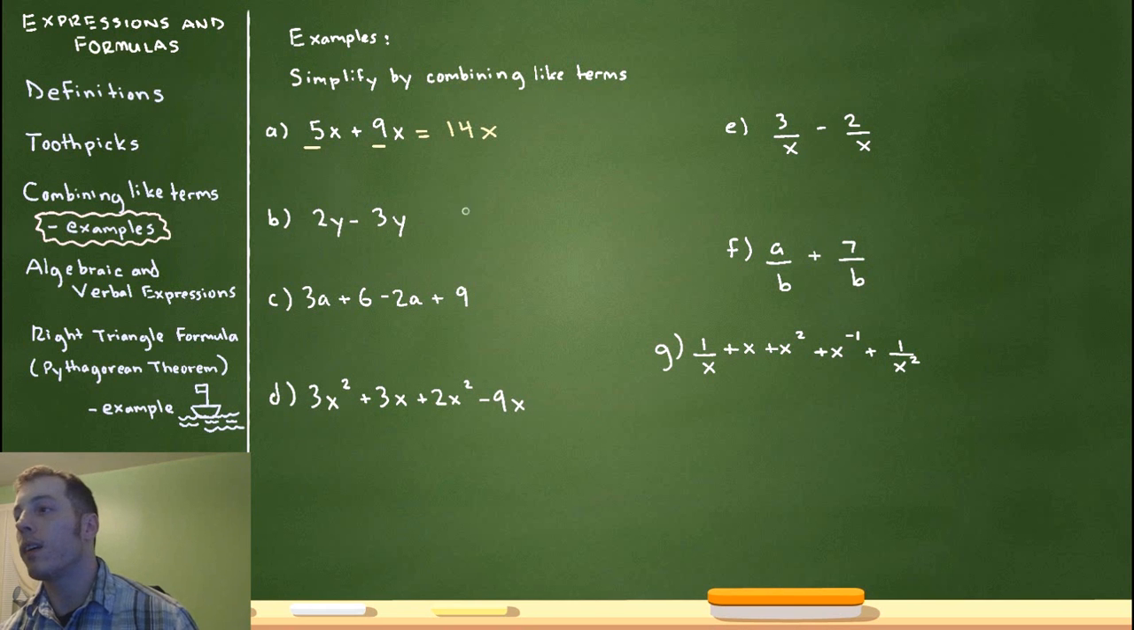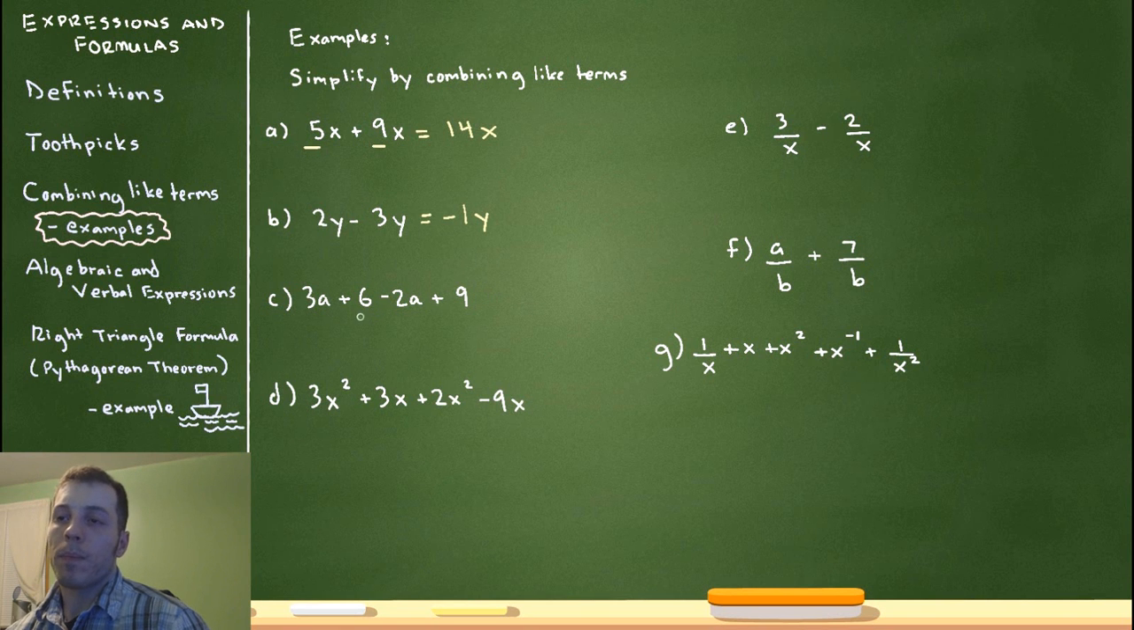Now on the previous page, I think I said you would be adding the coefficients, but in this case, subtraction. You could think about this as adding a negative. So anyway, you want to combine the coefficients. So in this case, we have a 2 and a negative 3. So 2 plus negative 3 is negative 1, and we keep that variable the same.